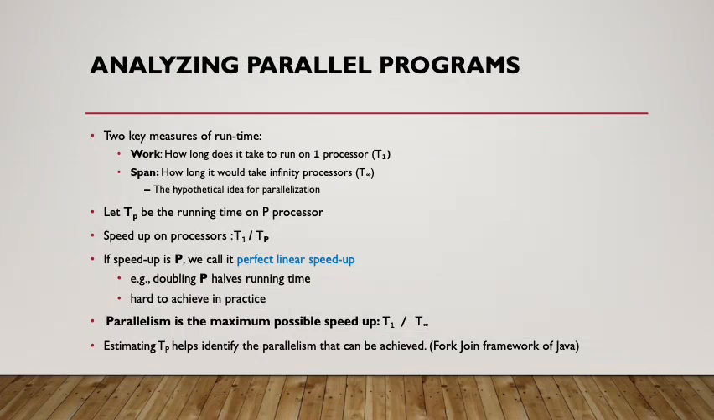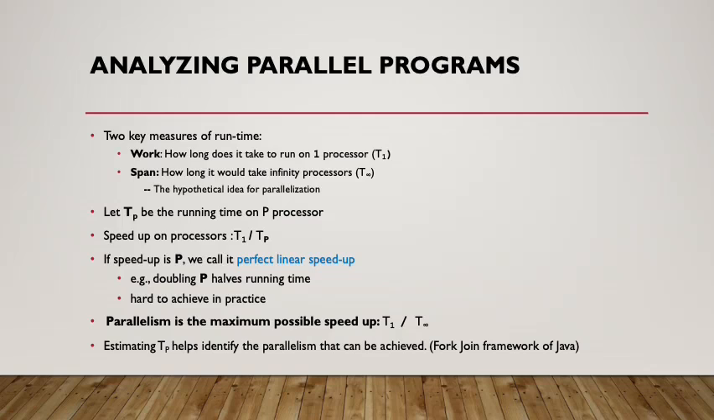Now, before we talk about our first parallel algorithm, let's talk about some basics of analyzing parallel programs. Two key measures of runtime are work and span. Work can be defined as the amount of time it would take to run the program on one processor, often denoted as T1. Span, denoted as T infinity, is the amount of time it would take if we have infinitely many processors. This is what we call the hypothetical ideal for parallelization.